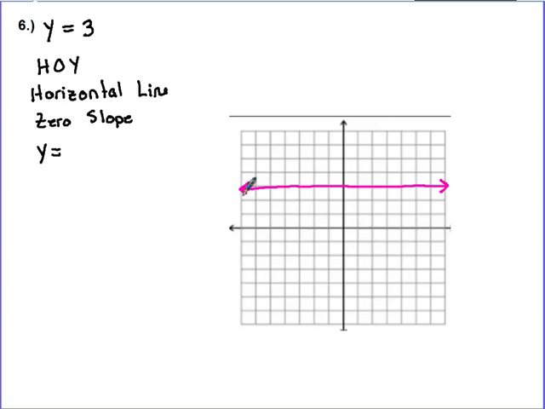So as you can see, vertical and horizontal lines are different because they're not necessarily having a slope where you have a rise and a run.